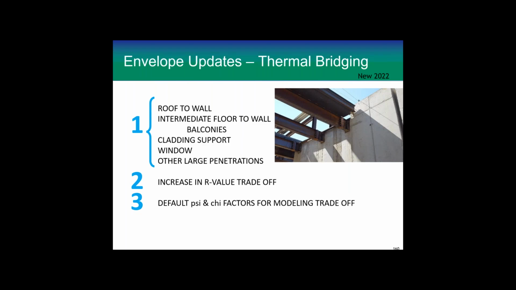So what we have for envelopes is we have thermal bridging: roof to wall, intermediate wall, floor to wall, balconies, cladding support, windows, other loads, penetrations. We've also traded, and we've increased what it takes to trade off R values. I haven't really talked about that, but we'll use a bigger R value in these to overcome some of the thermal bridging and stuff.